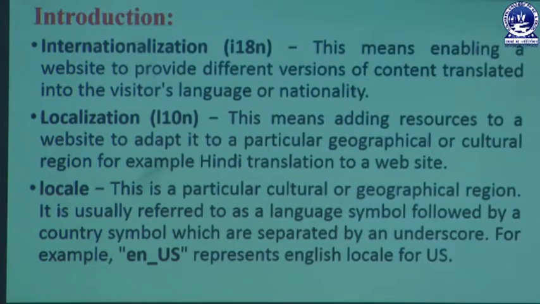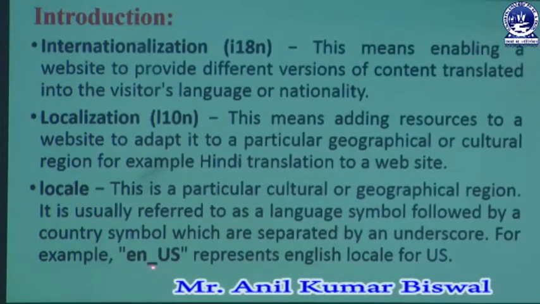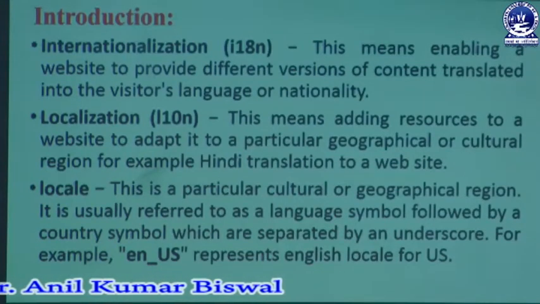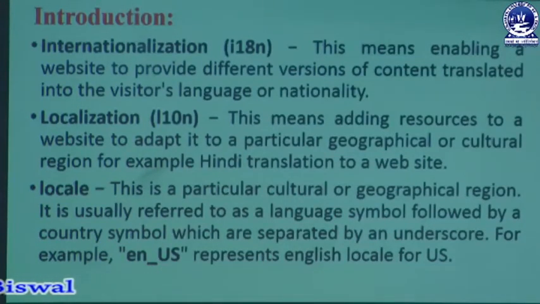We also have another option known as a locale. A locale represents a particular cultural or geographical region, and it is usually written as a language symbol followed by a country symbol, separated by an underscore. For example, a basic theme is referred to through EN_US. According to the underscore we differentiate the two parts, EN and US, which represent the English locale for the US.